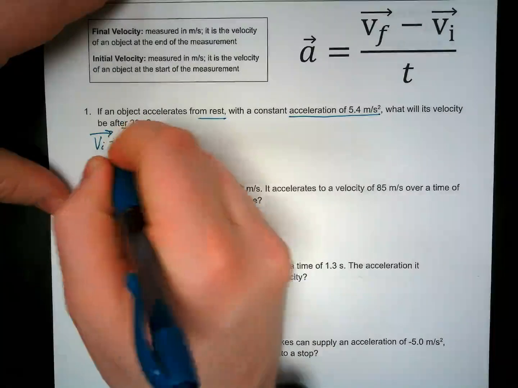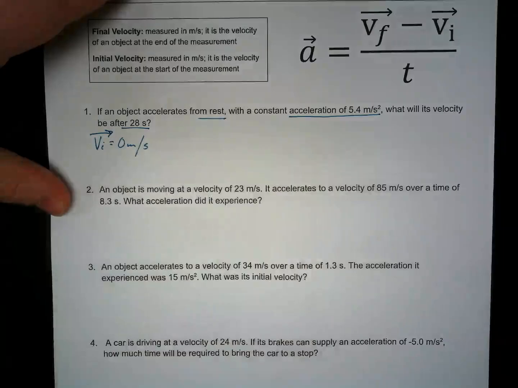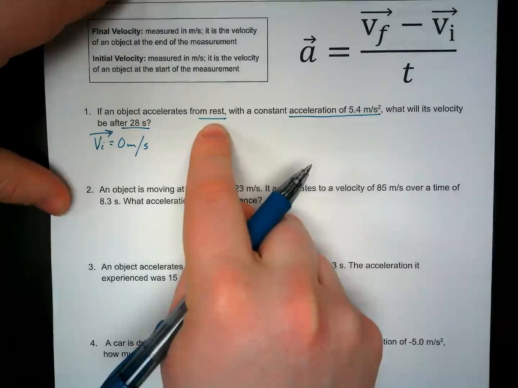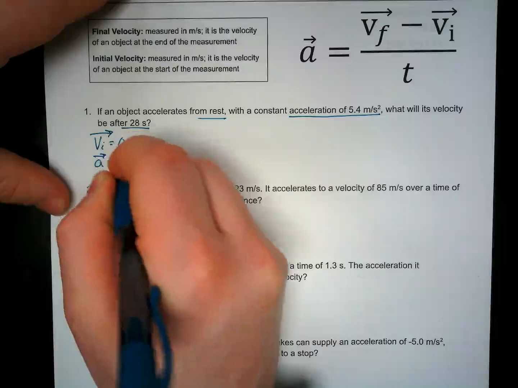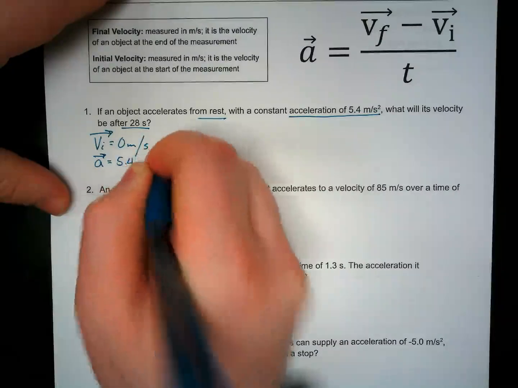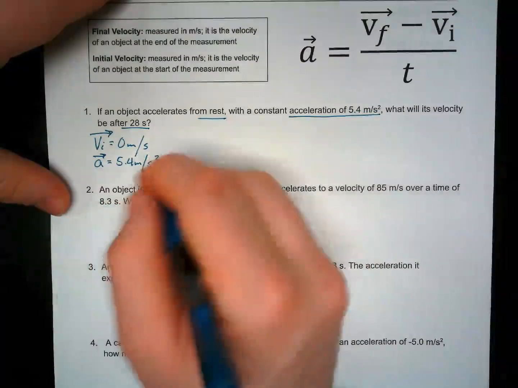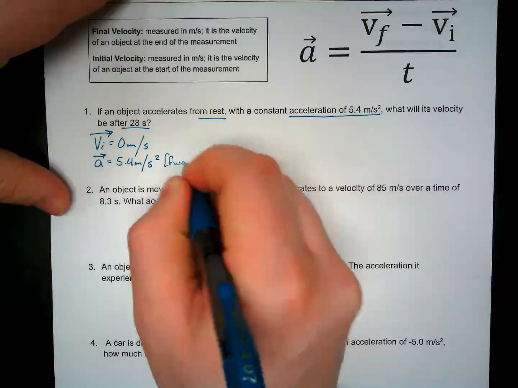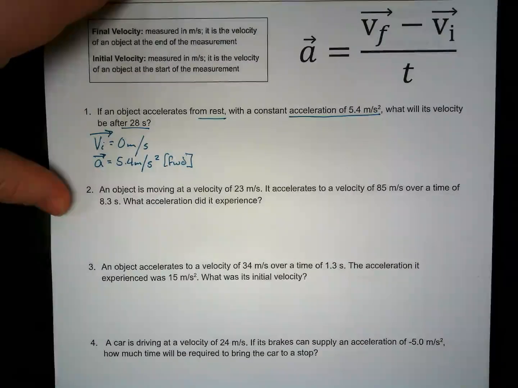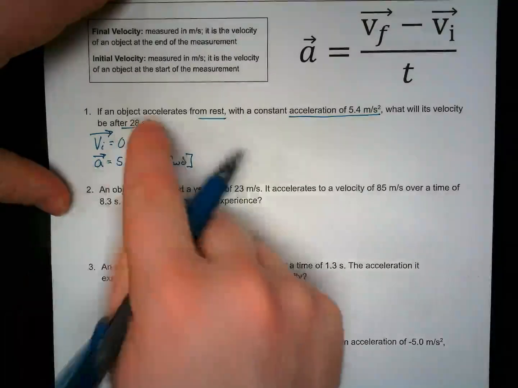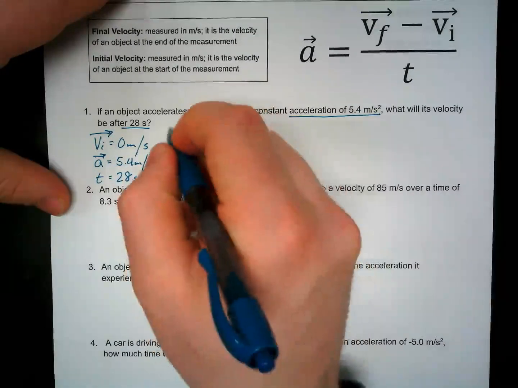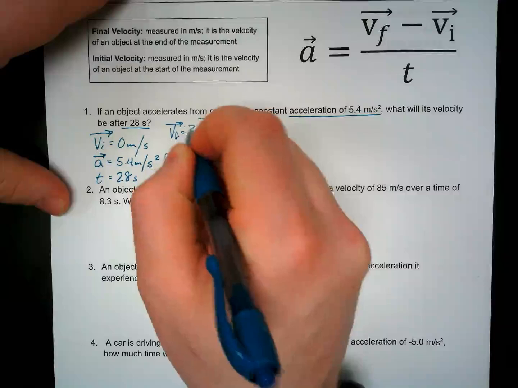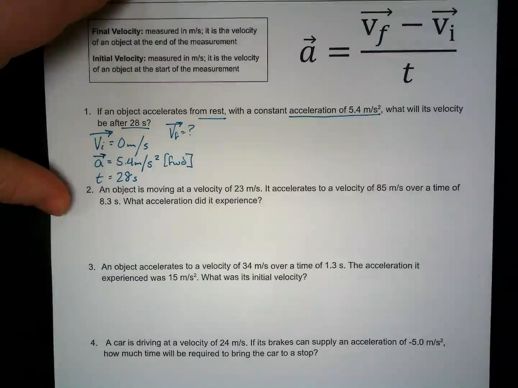We've got initial velocity, which is 0 meters per second, because we're starting from rest. We have acceleration, which is 5.4 meters per second squared, and we're going to say forward. It's got to have those directions. It's a vector quantity, forward. And we have time, 28 seconds. And we're trying to find the final velocity here. What is our final velocity?